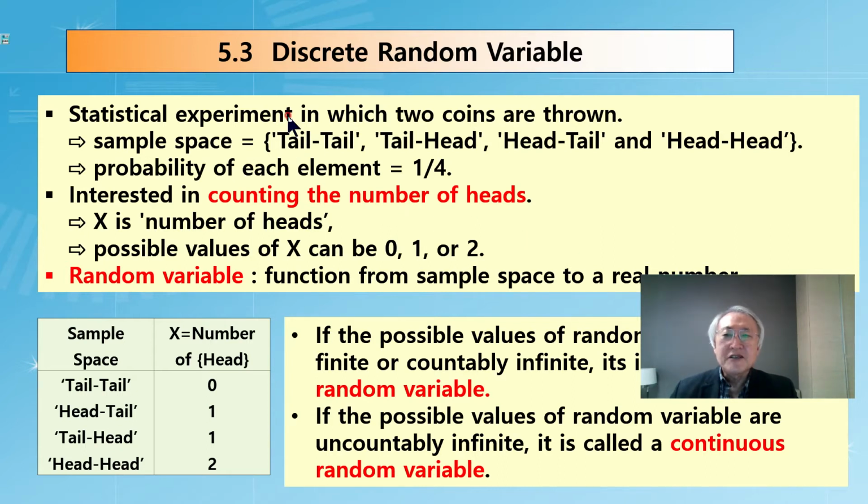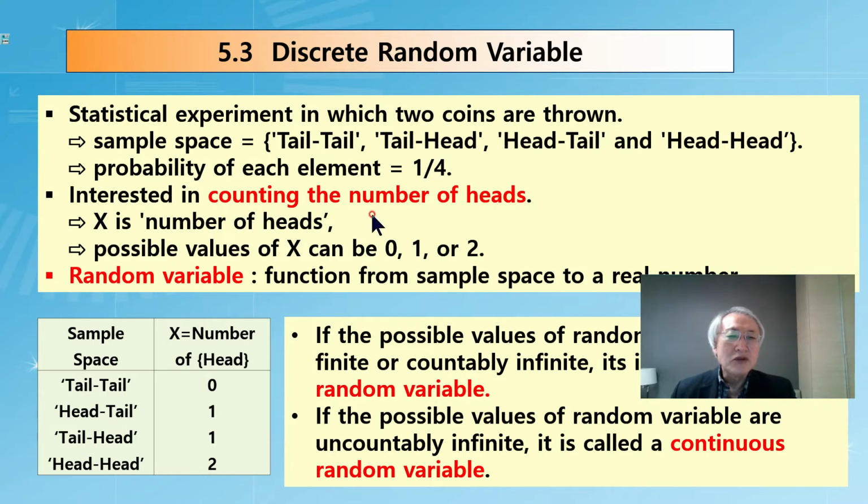Consider a statistical experiment such as tossing a coin 2 times, or 2 coins. Then the sample space can be tail-tail, tail-head, head-tail, and head-head. As you know, by the classical definition of probability, each element has a 1/4 chance. We discussed the probability of a certain event, but this time we are curious about the number of heads.